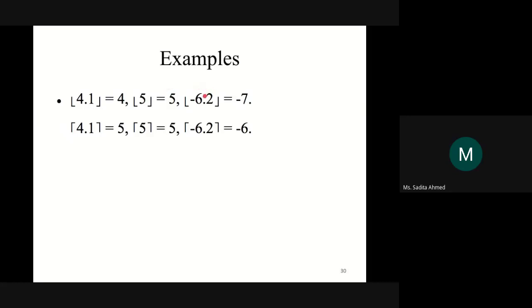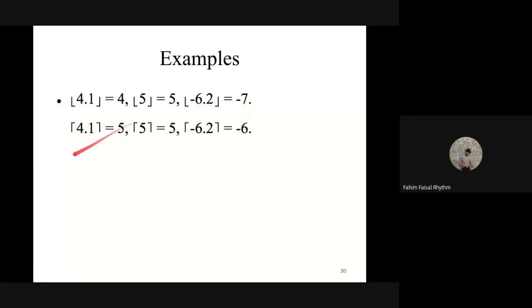Negative 6.2 now. Why is it minus 7 instead of minus 6? Yes, because minus 7 is smaller. Yes, exactly. So be careful with negatives, all right? So since it's negative 6.2, the floor function would give you negative 7. The largest integer that is less than minus 6.2 is minus 7.